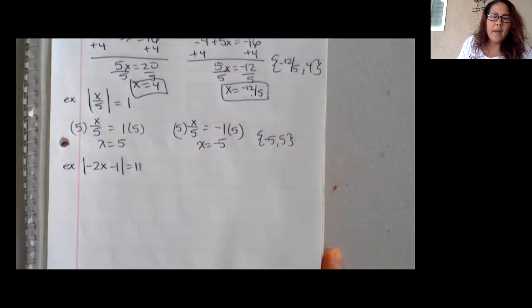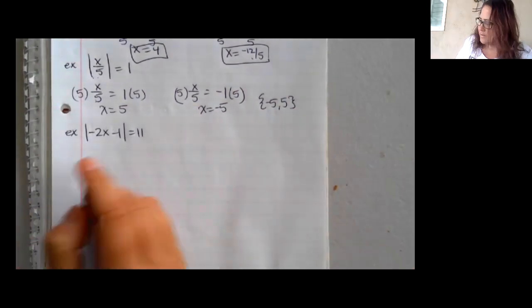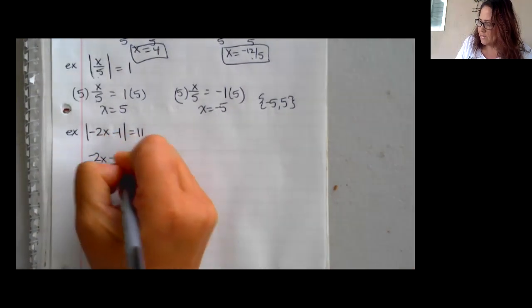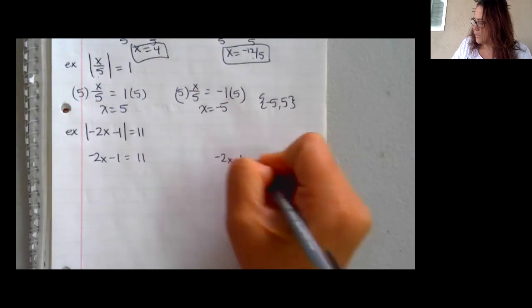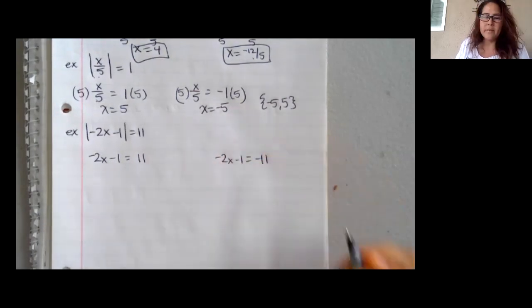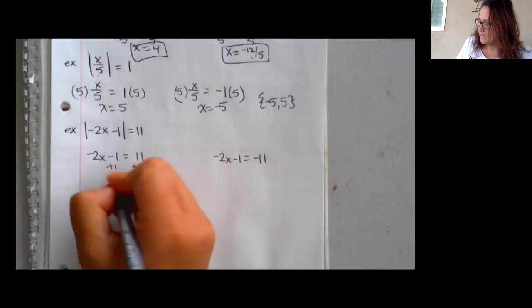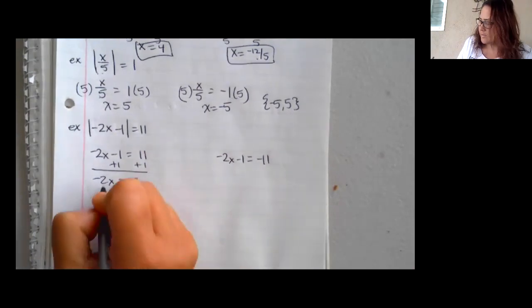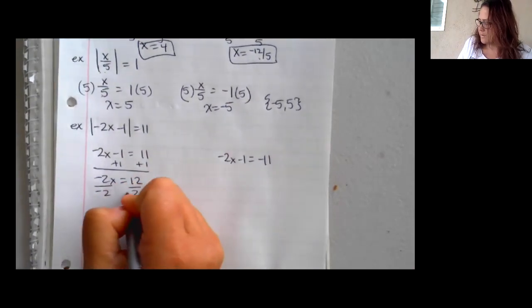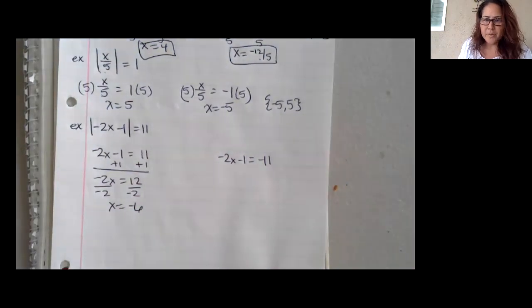Okay, and let's try this one. Again, absolute value is already by itself. -2x minus 1 equals 11. -2x minus 1 equals -11. Add 1 to both sides. -2x equals 12. Divide both sides by -2. X equals -6. There's the first one.